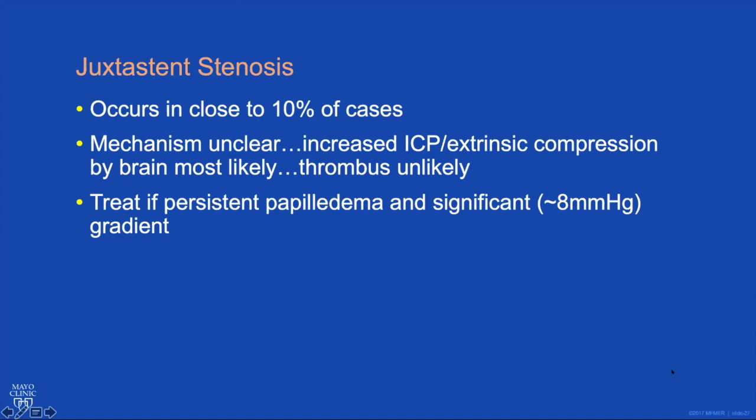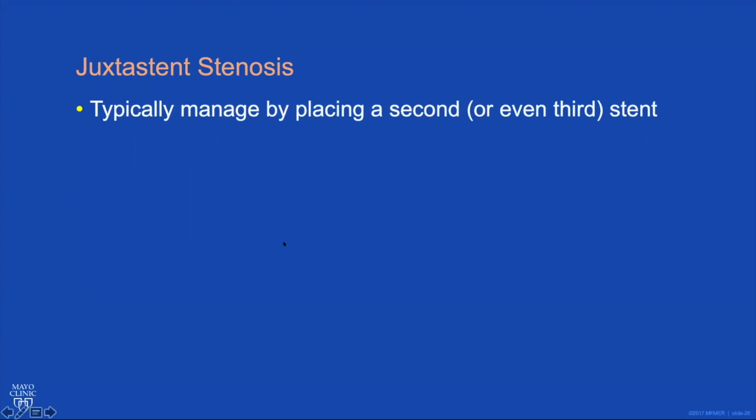All right, sounds good. So basically, I think that with the long Zilver, especially because you're covering the whole transverse and sigmoid sinus, the rate of juxta-stent stenosis is probably going to be very, very low. So I'll be curious to hear your experiences, and I know we will.